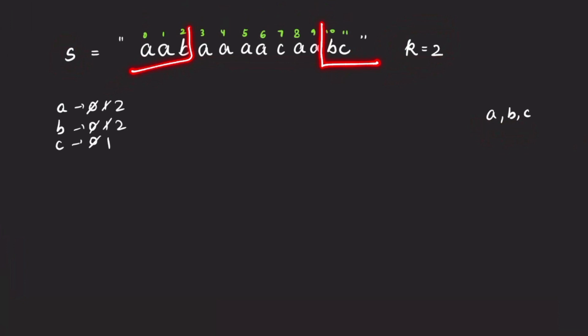If we try to take C from the leftmost side, then we will have to take 5 elements. But if we take C from the rightmost side, we will only have to take 3 characters. So in this case, A will become 4 and C will become 2. So how many characters did you take? You took 8 characters. So in this case, the answer will be 8. So this is what you need to do.